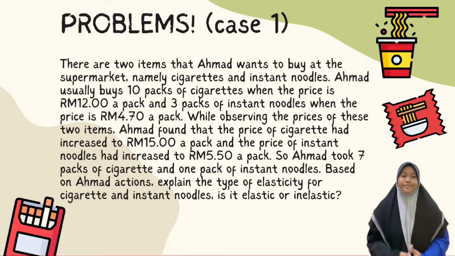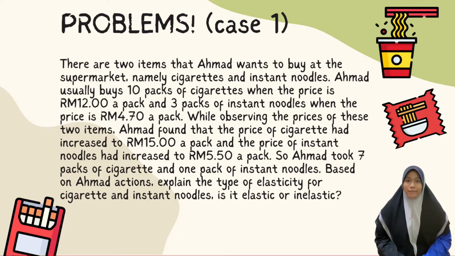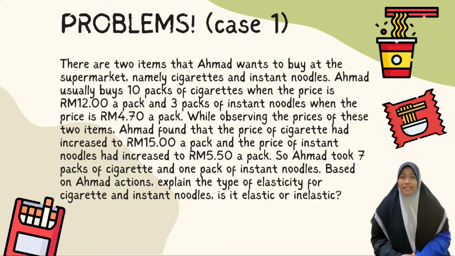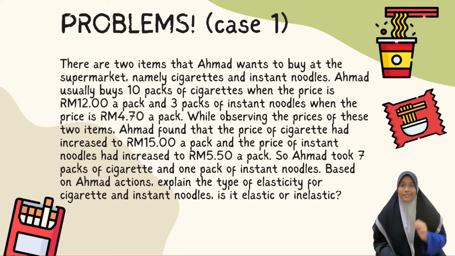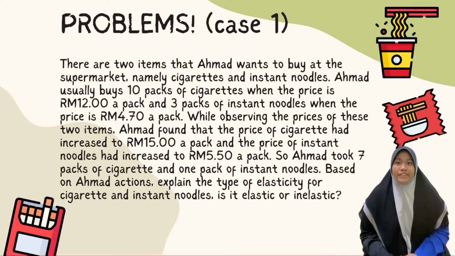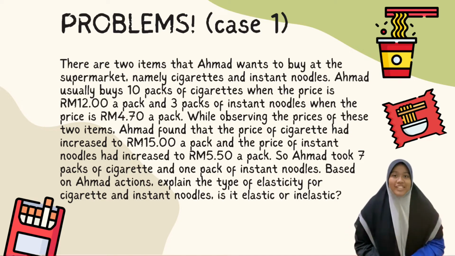Problem, case 1. There are two items that Ahmad wants to buy at the supermarket, namely cigarettes and instant noodles. Ahmad usually buys 10 packs of cigarettes when the price is RM12 a pack, and 3 packs of instant noodles when the price is RM4.70 a pack. While observing the prices of these two items, Ahmad found that the price of cigarettes had increased to RM50 a pack, and the price of instant noodles had increased to RM5.50 a pack. So, Ahmad took 7 packs of cigarettes and 1 pack of instant noodles.